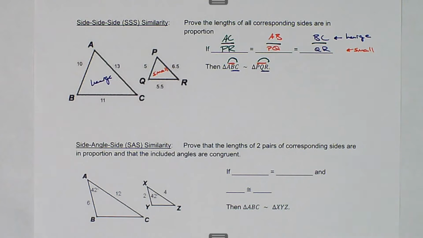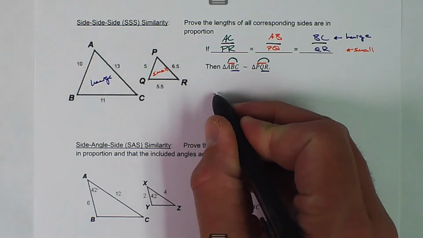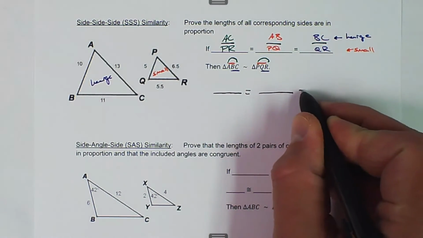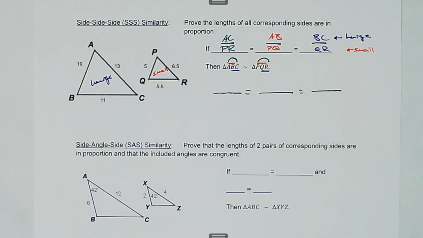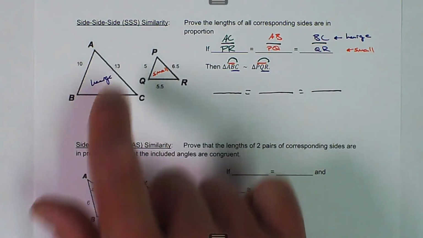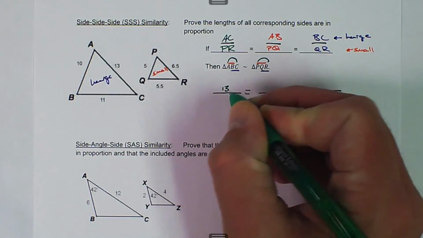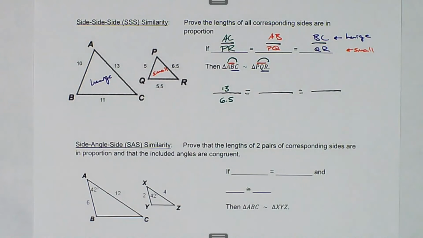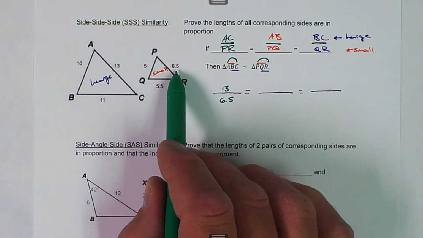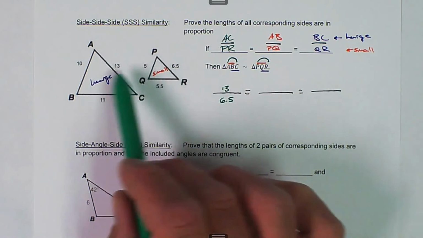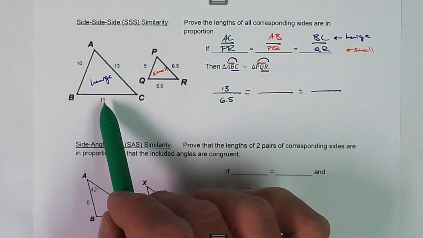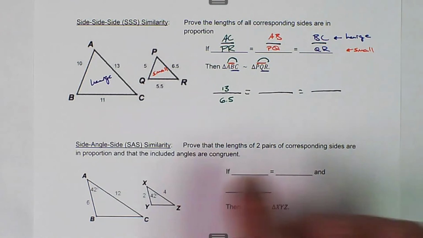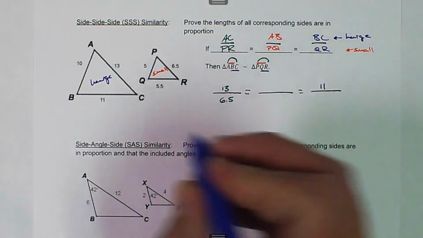So now we can substitute in values. We're still going to have that extended proportion set up. And what we're checking for is to see if all these proportional sides are equal. Not congruent, equal. So we have AC right here. AC is 13, and that should correspond to PR, which is 6.5. Another way that you can tell is 13 is the largest side and 6.5 is the largest side. So in order for this proportion to work, the biggest values have to go together. So 11 is the next smallest, which is going to be BC. So 11 goes here.